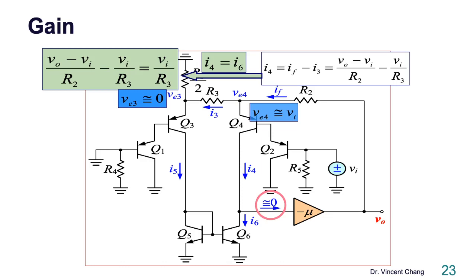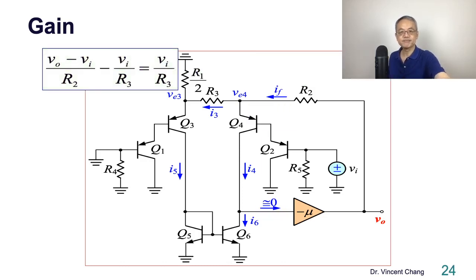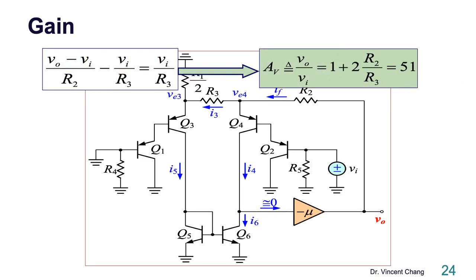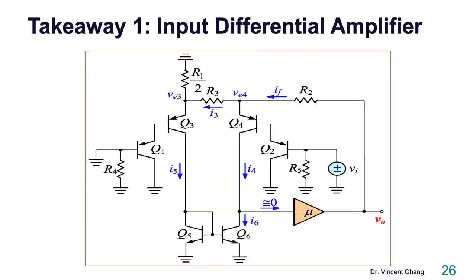And then IF minus I3. So then the answer is this, 51. So the more accurate solution for the AC voltage gain is 51. So this proves one of the features on the data sheet: the voltage gain is fixed at 50. And if you express this on a log scale, it is 34 decibels.